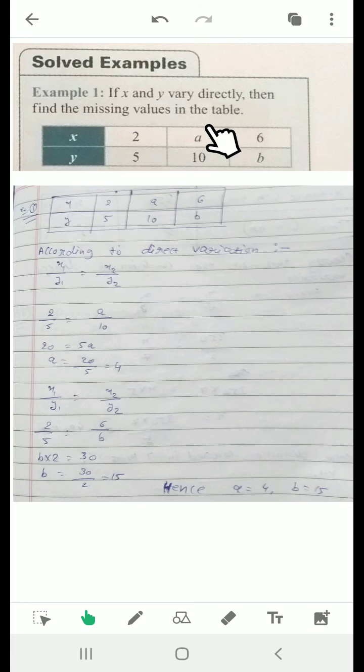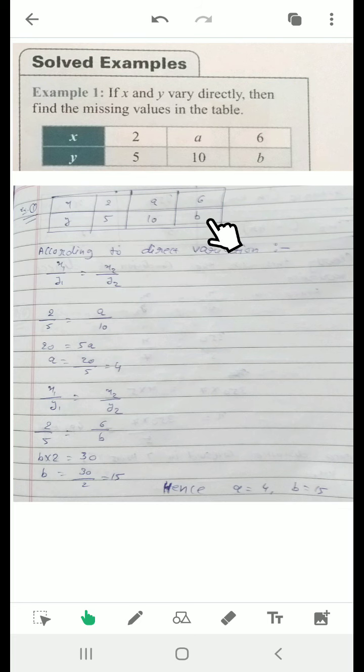So x1 upon y1 equals to x2 upon y2, because it is given that it is direct variation. So according to direct variation, x1 upon y1 equals to x2 upon y2. So now I am taking the first two quantities, that is 2 upon 5 will be equal to a upon 10. This 2 is x1, 5 is y1, a is x2 and 10 is y2. So 2 upon 5 is equal to a upon 10. After cross multiplying, you will get your solution. a equals to 4. Okay.